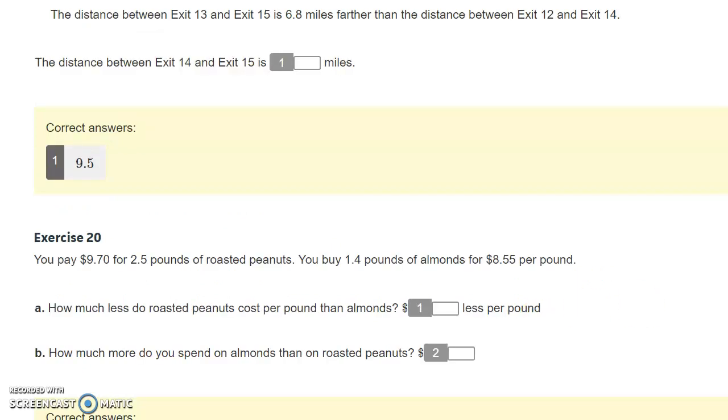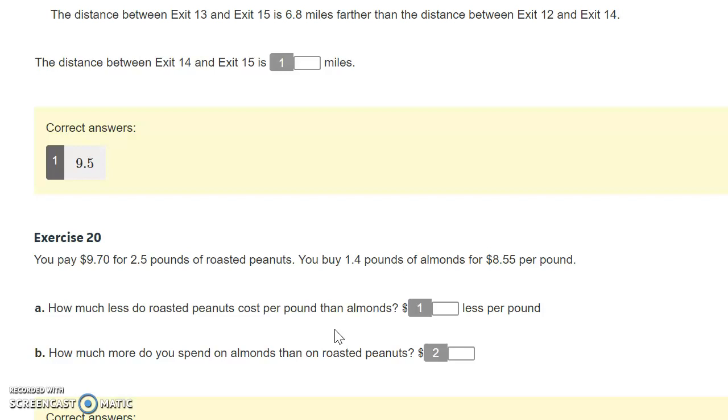And you're so lucky we're at the last and final question. Okay, so now you are paying $9.70 for 2.5 pounds of roasted peanuts. You buy 1.25 pound of almonds for $8.55 per pound. How much less do the roasted peanuts cost per pound than almonds?